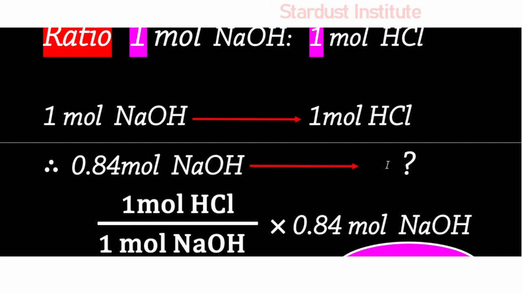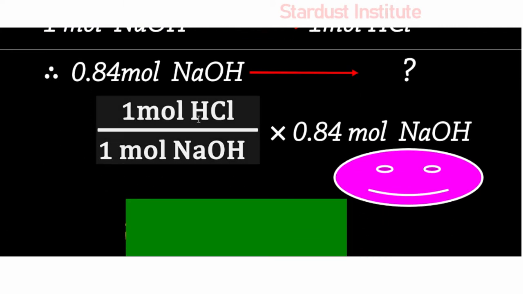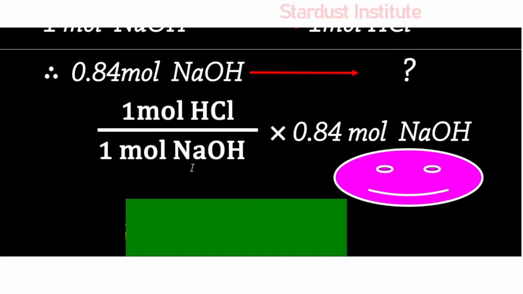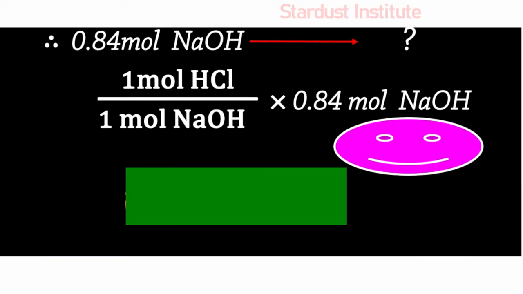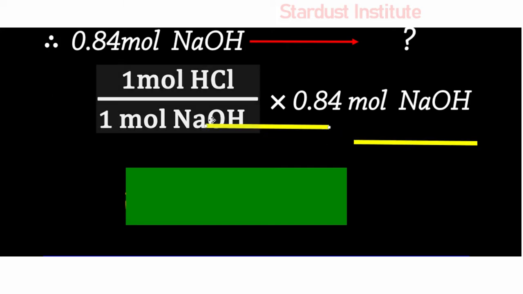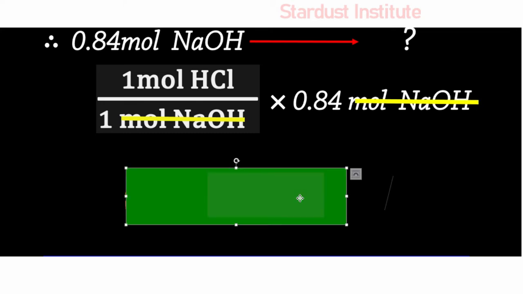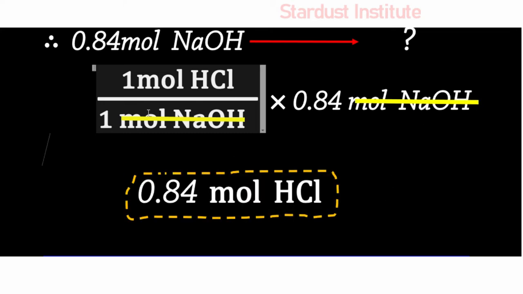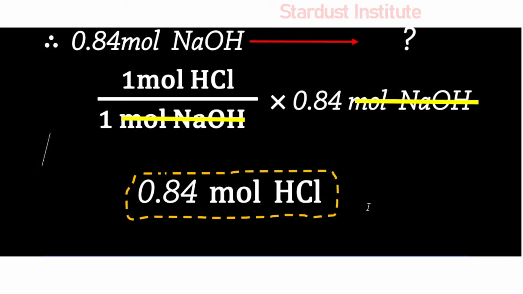There's nothing to find. We can imagine. But this is the method. 1 mole HCl divided by 1 mole NaOH multiplied by 0.84 mole NaOH. We should cancel out units. Mole NaOH, mole NaOH, we get the answer 0.84 mole HCl.